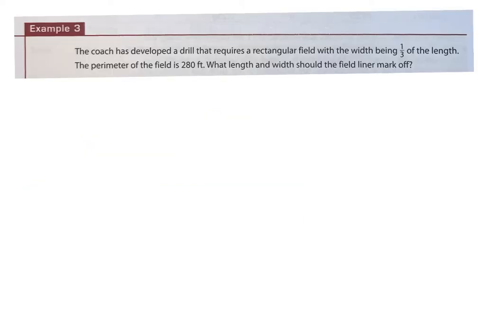Example 3, it says the coach has developed a drill that requires a rectangular field with the width being 1/3 of the length. The perimeter of the field is 280 feet. What length and width should the field liner mark off? Okay, so perimeter. Remember, we're adding all of the pieces of the perimeter. So we're adding 2 of our widths, right? And 2 of our lengths to get the perimeter. We can write it like this, right? That's all our perimeter is, adding up all the sides of a rectangle, okay?